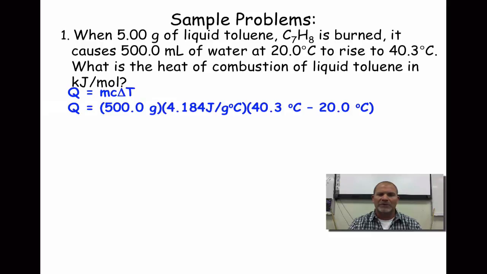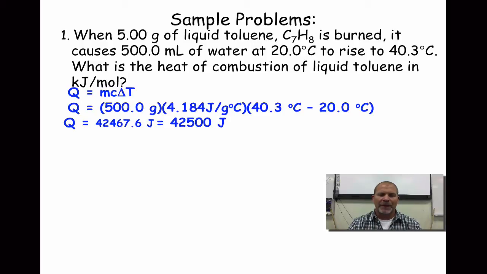So first of all, my Q. The Q comes directly from the water. I have the mass of water for 500 mils. I know my specific heat, 4.184 joule per gram degree Celsius. And then I have my delta T, 40.3 minus 20.0. Again, keep your eye on this point because if sig figs change, it will change right here. As of right now, I'm looking at 3 sig figs with my 5 grams, 4 with 500 milliliters, and 3 with both my temperatures. So I'm looking at 3 sig figs. Well, my delta T maintains those 3 sig figs.